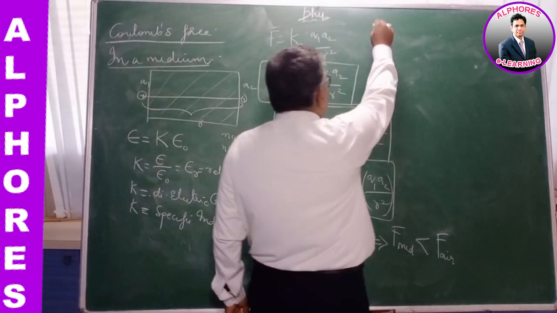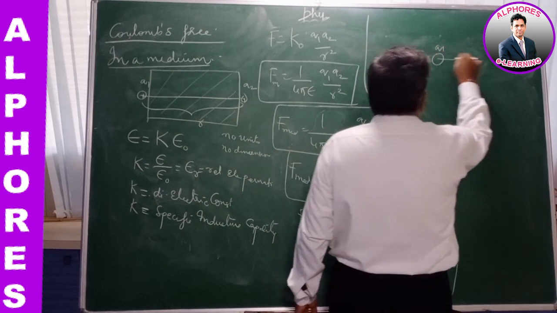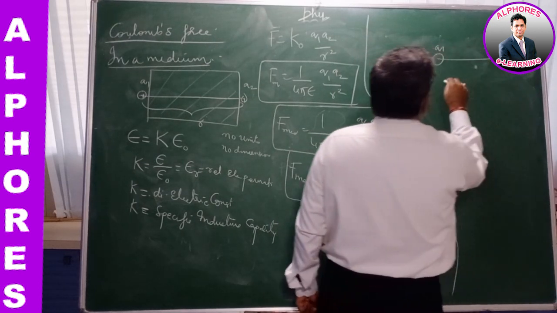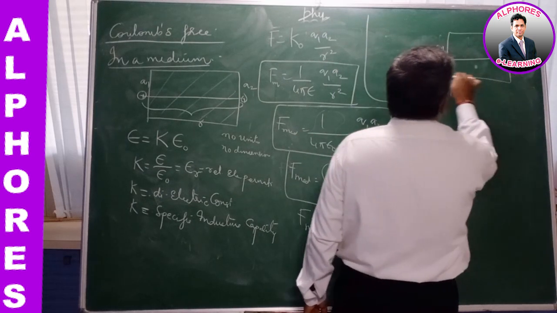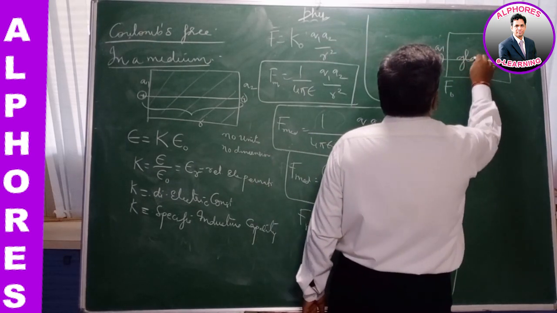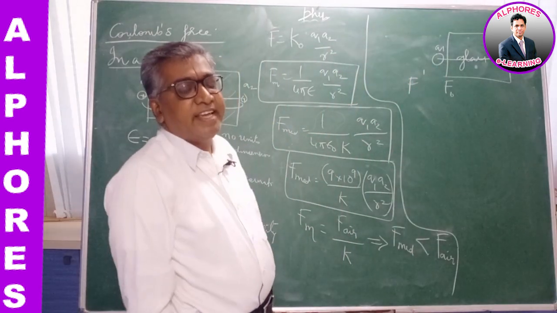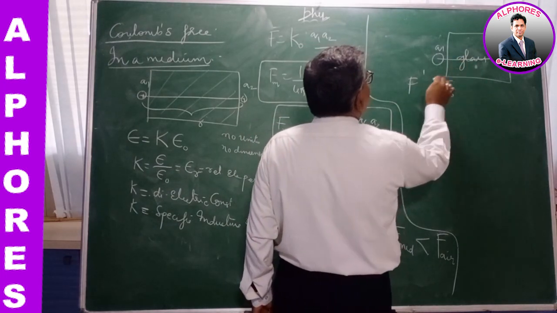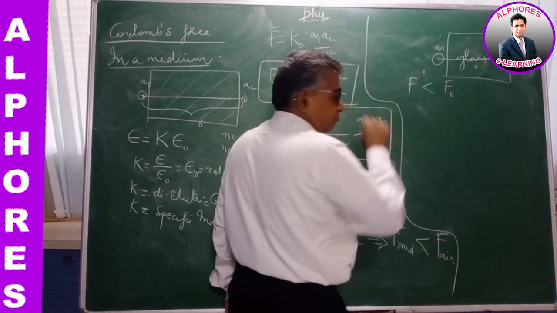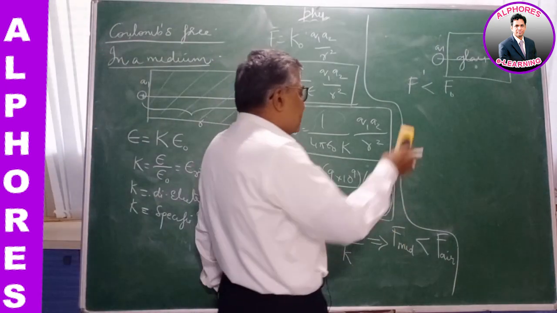Now there was a question that was asked earlier. When two charges are separated by air, the force is F naught. When a glass slab is placed between them, then the force is F dash. Write the inequality between these two. Now whenever a medium is placed, force reduces. Answer is F dash less than F naught.